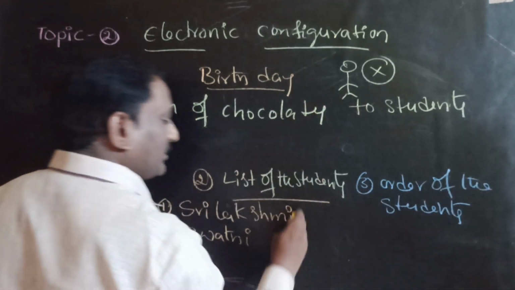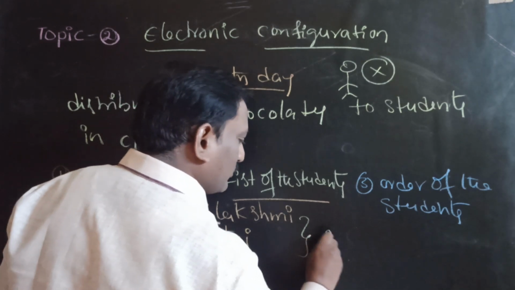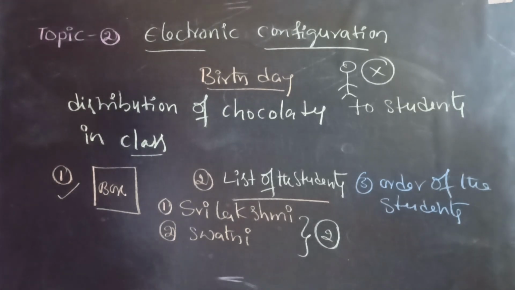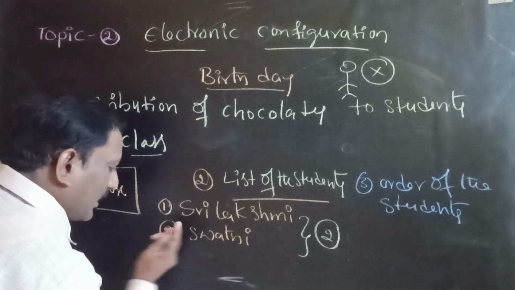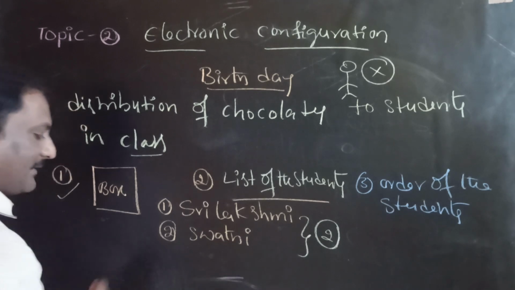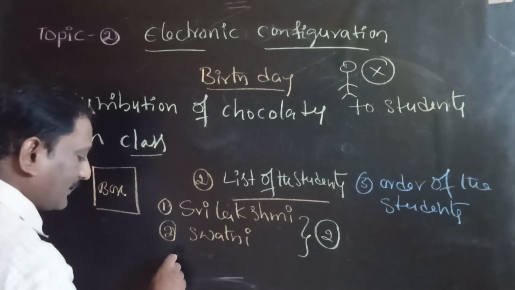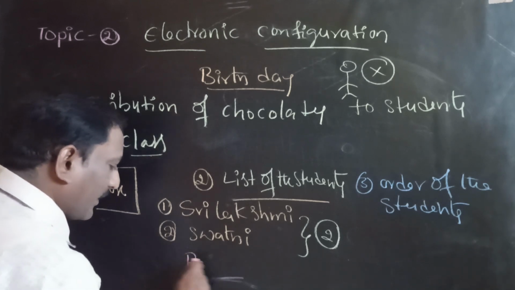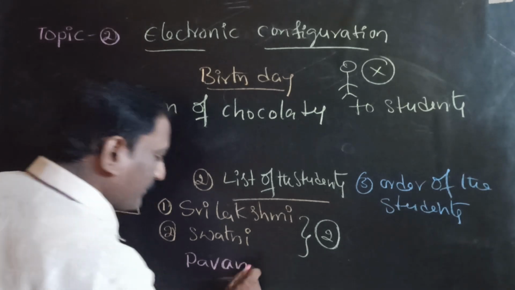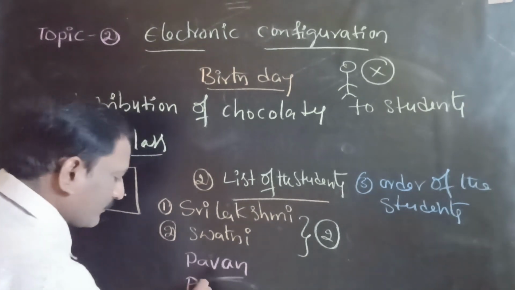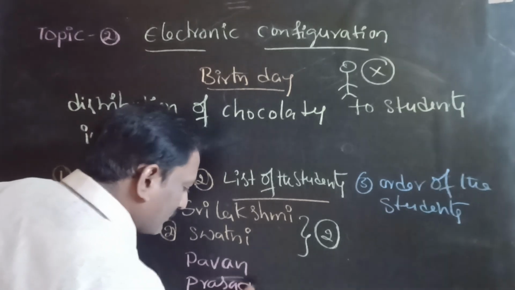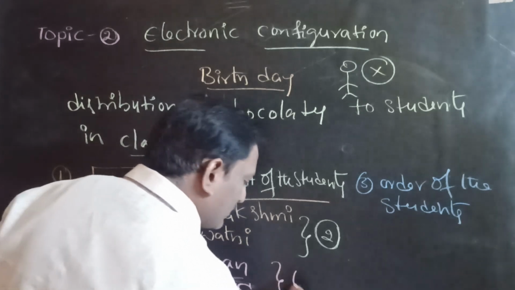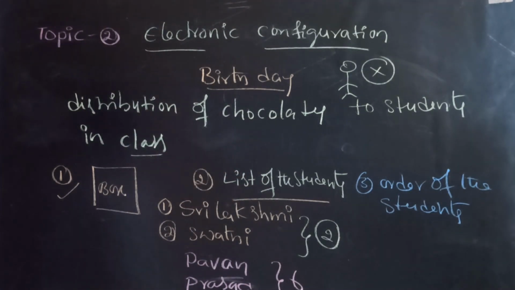So X decides to give two chocolates to the students whose names start with letter S. Next, she had prepared one more list based on the letter P, for example, Pavan and Prasad. For these two fellows, she is ready to give six chocolates.